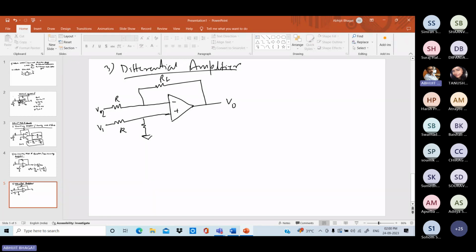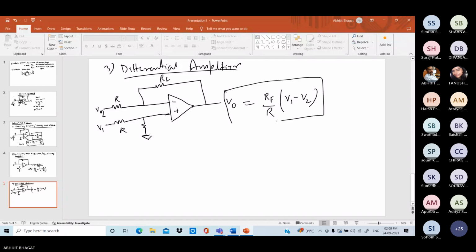So in case of differential amplifier, signal voltage is applied to both terminals, and here your output V0 equals RF by R into V1 minus V2. So this is the output voltage for the differential amplifier. Okay, up to this okay.